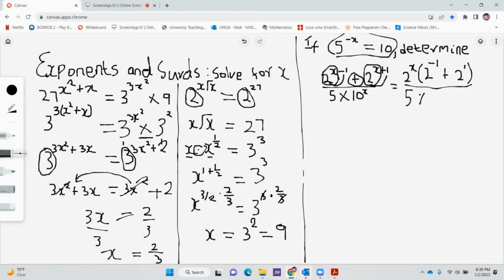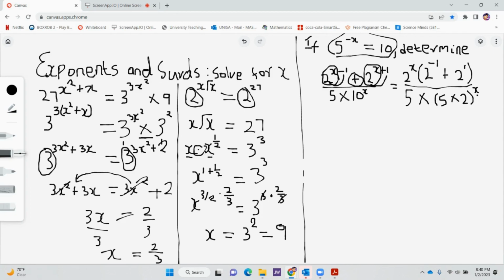Multiplied by, remember we are after 5 to the power of minus x. At this stage, we have 10 to the power of x, but that 10 can be changed. It can be 5 times 2. 5 times 2 is 10. And then this is to the power of x. I put it in a bracket because it was 10 to the power of x. So we still have to have 10 to the power of x. But 10 in this case is 5 times 2.